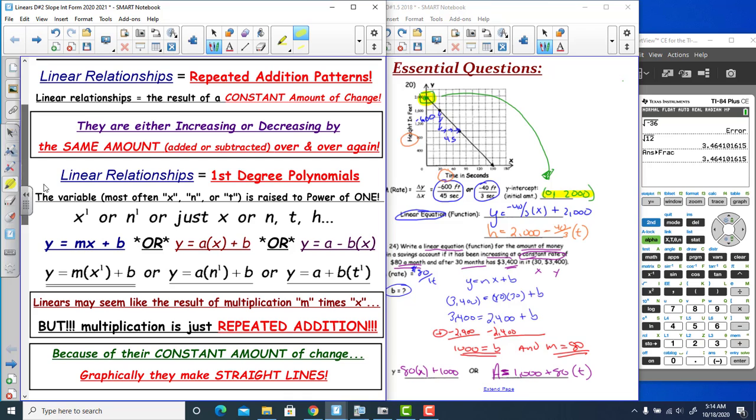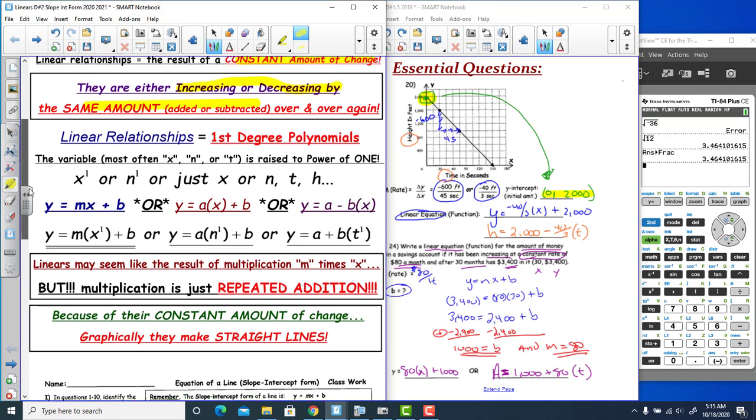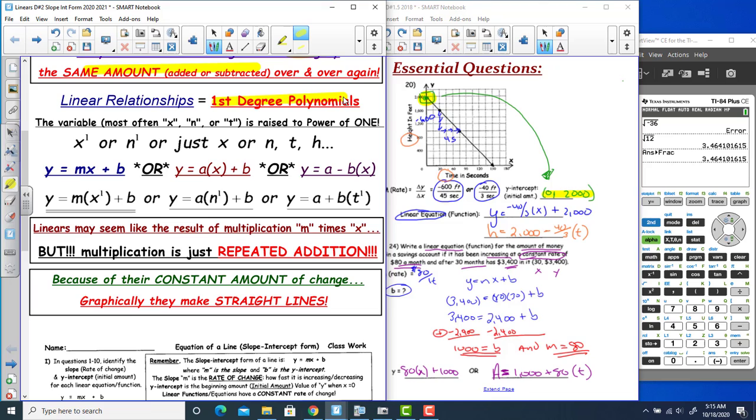First is that linear relationships are repeated addition patterns. They are the result of a constant amount being added or subtracted over and over again. So another way of saying that is they're increasing or decreasing by adding or subtracting the same amount over and over again. They're also known as first degree polynomials. That's going to mean that their exponent of x or n or t, whatever it is we're measuring, is going to be raised to the power of 1.